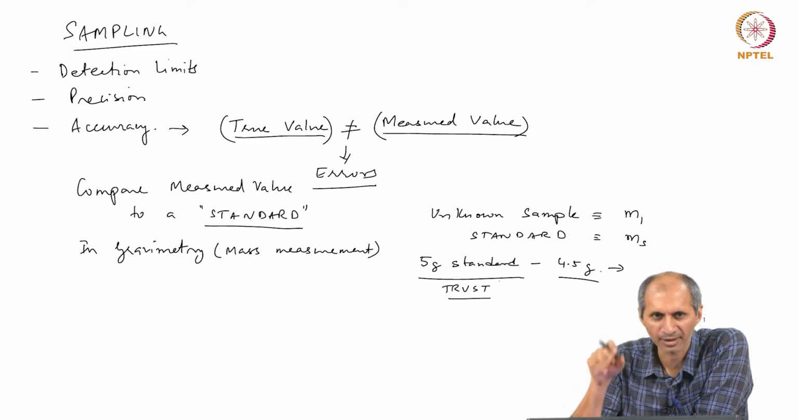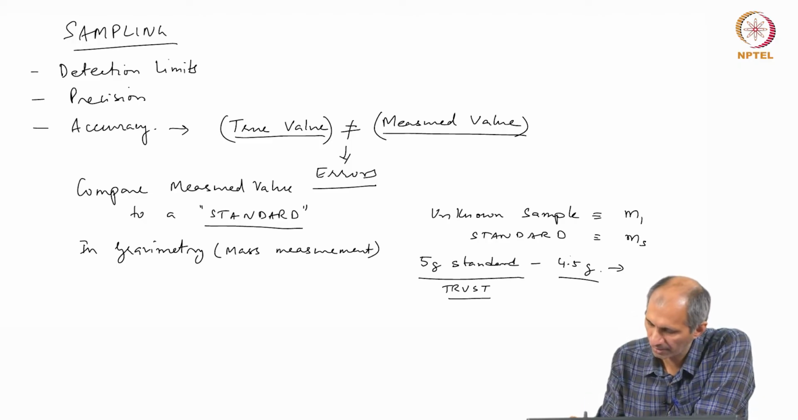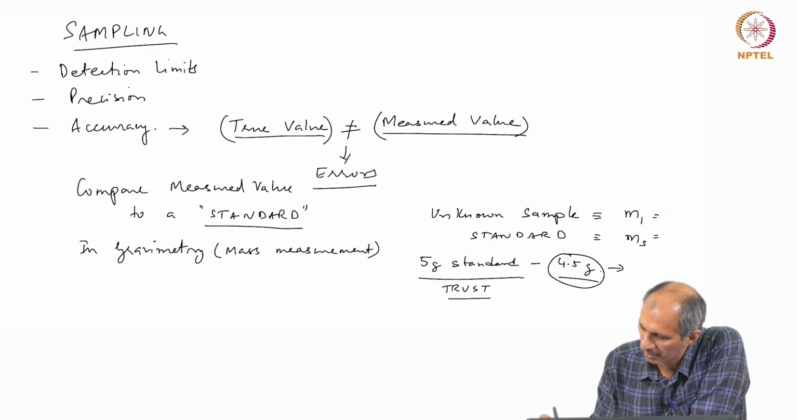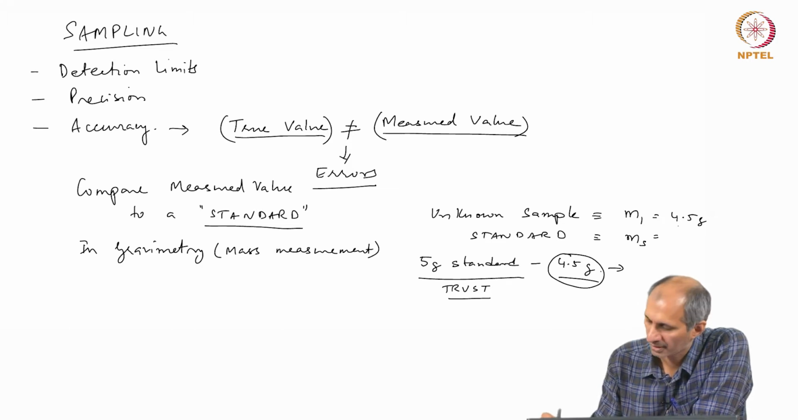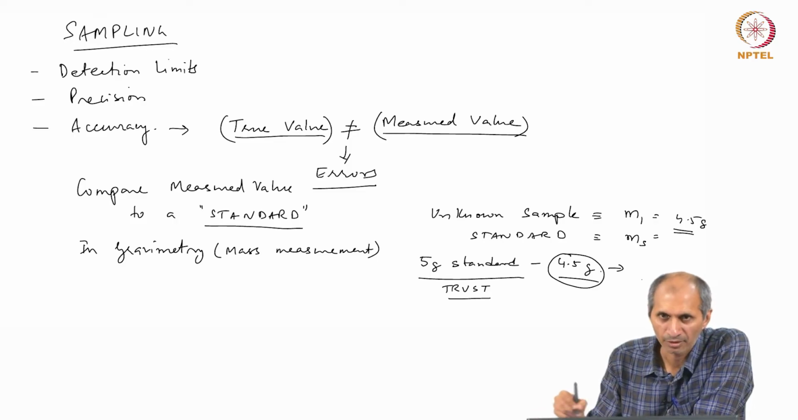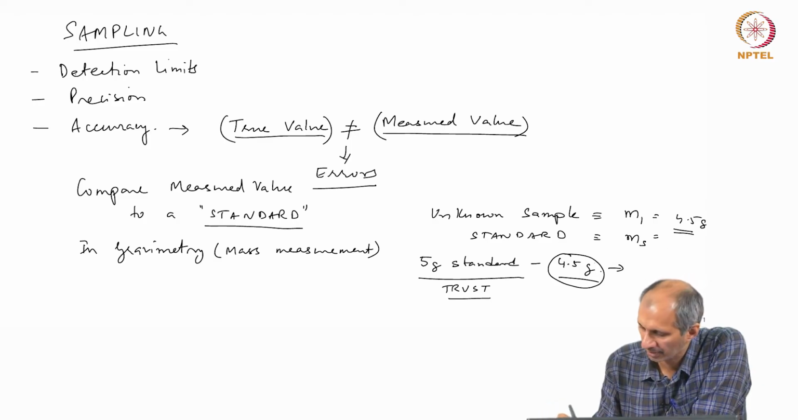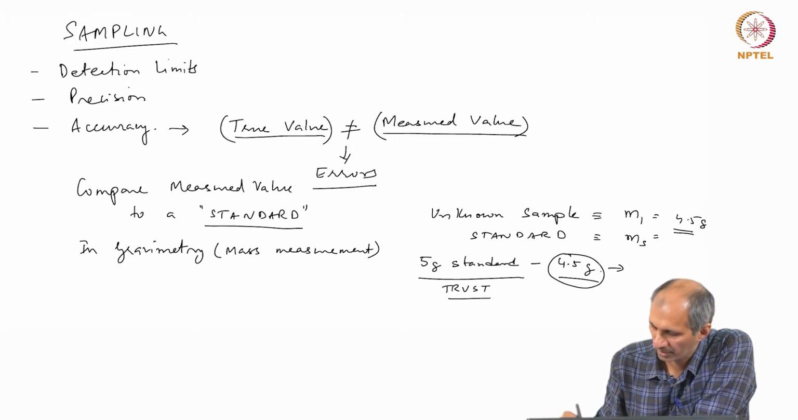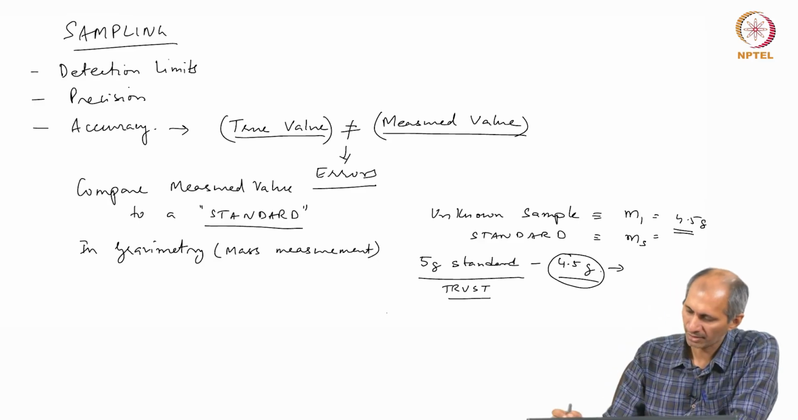The standard is proven to be true, and therefore, if you see a difference in the unknown sample, say an unknown sample shows 4.5 grams, and if you want to check whether this is correct or wrong, you put a standard on the balance, and the standard for 5 grams is also showing 4.5 grams, which is very likely that this could be 5 grams. The unknown sample could be 5 grams. So, you get the error based on that.